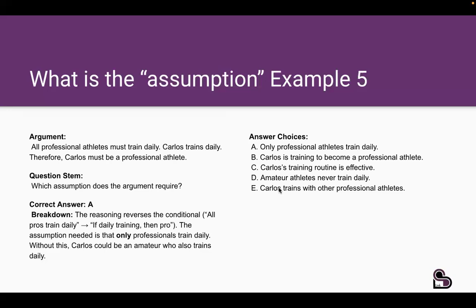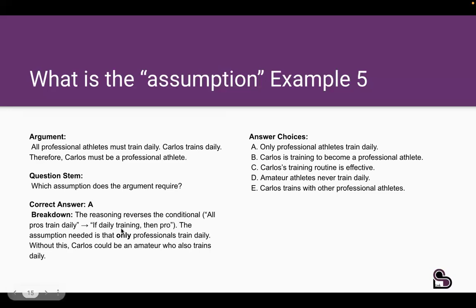So immediately we know that we can remove certain ones, like amateur athletes never train daily. We can cross that one off. And then if we go through Carlos is training to become a professional athlete, well, Carlos is training daily, therefore it doesn't really fit. So we can remove that one. Carlos trains with other professional athletes, that's kind of irrelevant. So if we go to the breakdown, the reasoning reverses a conditional.